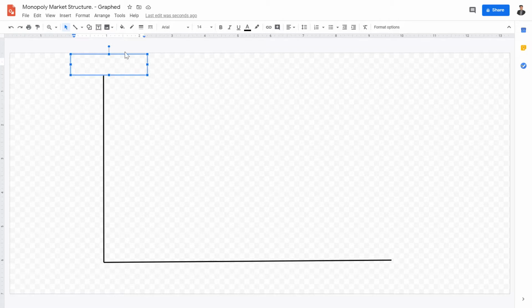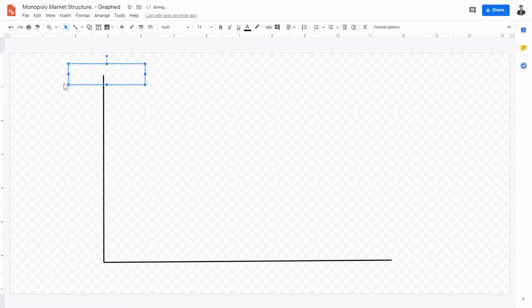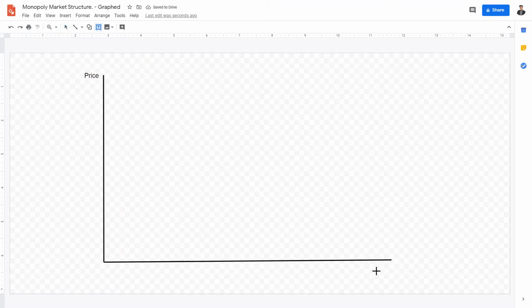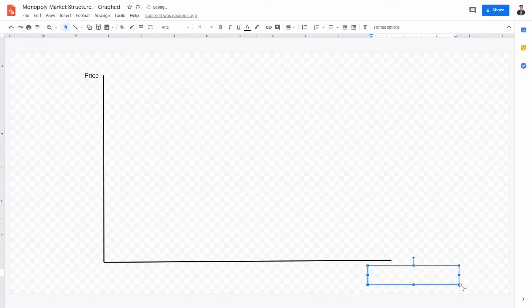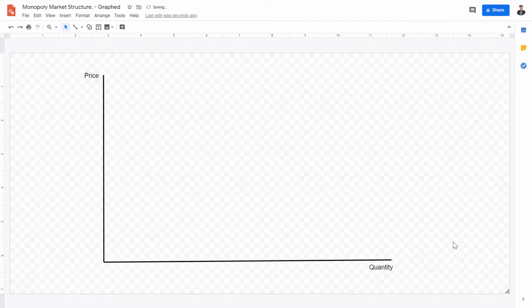Okay, so this starts off with only one firm, one plane, instead of two planes as for perfect competition. For the y-axis, we're going to have price. That is very similar to the demand and supply curves. It is actually exactly the same as demand and supply curves. On the x-axis, we of course have quantity. So we have quantity on the x-axis and price on the y-axis.